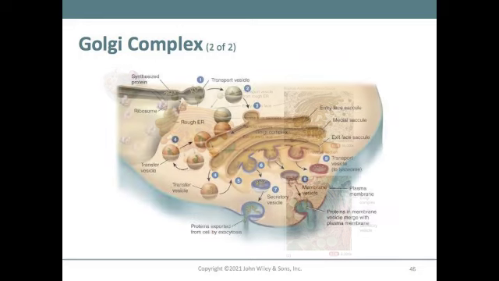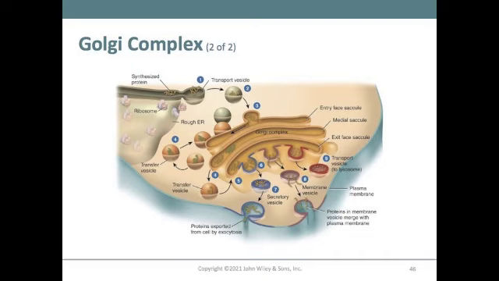And we're now looking at the cartoon on page 86. This is figure 3.21. This cartoon outlines the processing and packaging of proteins by the Golgi complex. At step 1, proteins synthesized by ribosomes on the rough ER are surrounded by a piece of the ER membrane, which eventually buds from the membrane surface to form transport vesicles.